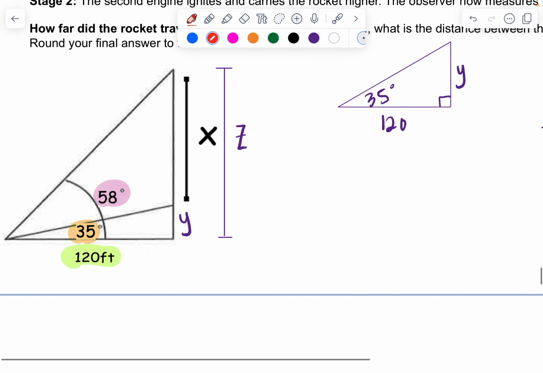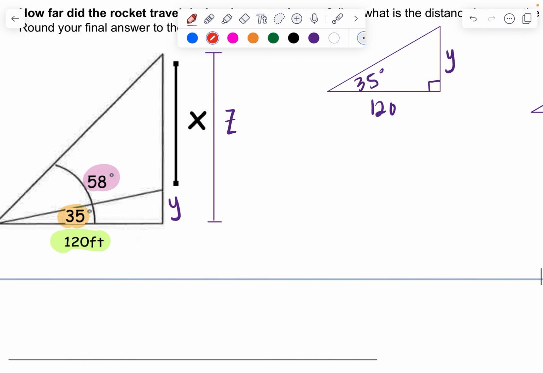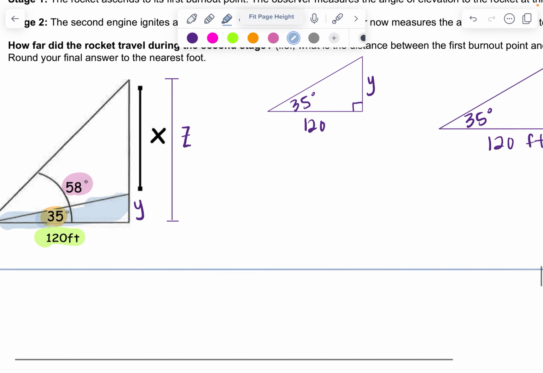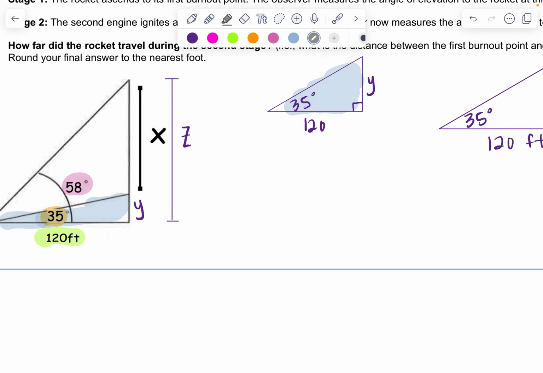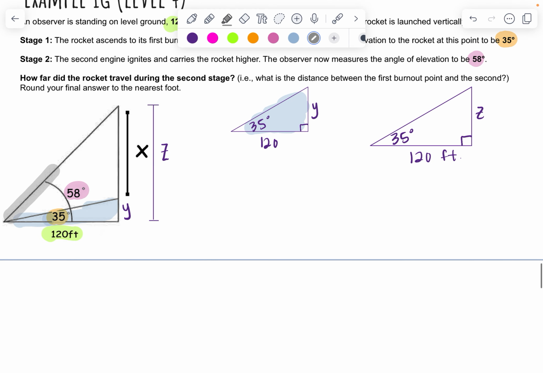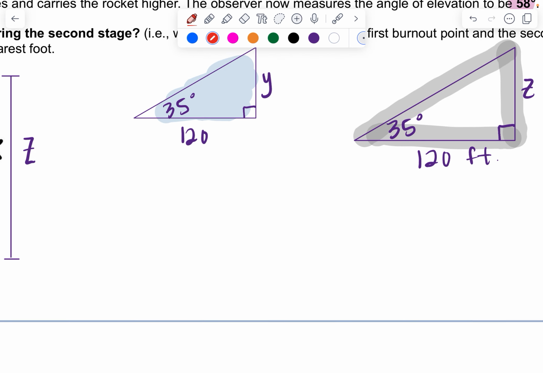So if you look at our picture here, they want us to find x. X is not part of a right triangle, so I can't just do it in one step and find x. What I need to do is look at my smaller triangle first. So that's what I have right here. And then secondly, we need to look at the whole entire triangle. That's what I have over here. Notice that I called the vertical height there z. And then to find x, we'll do z take away y. So let's look at our smaller triangle first and find y.